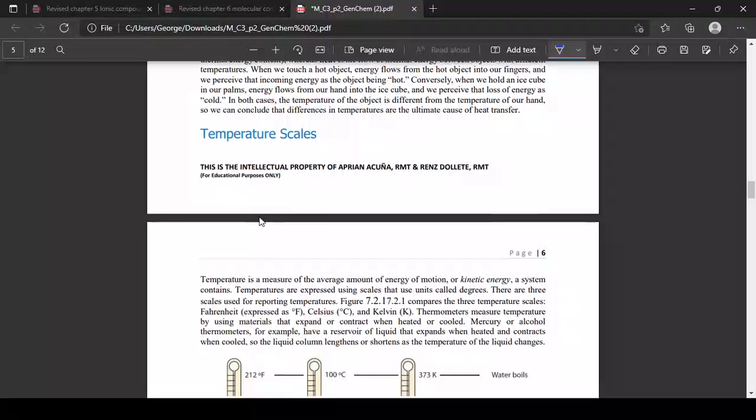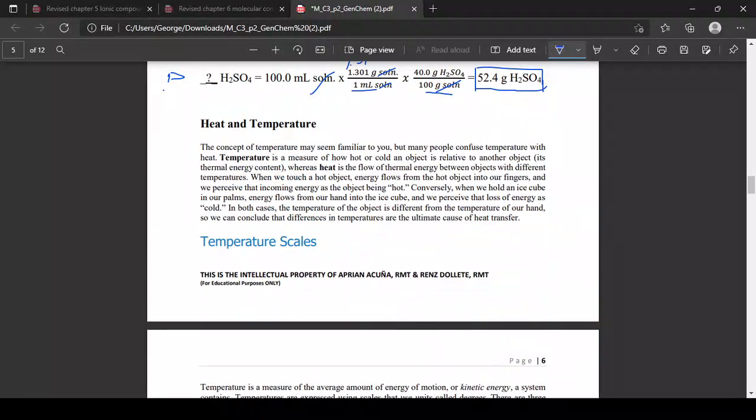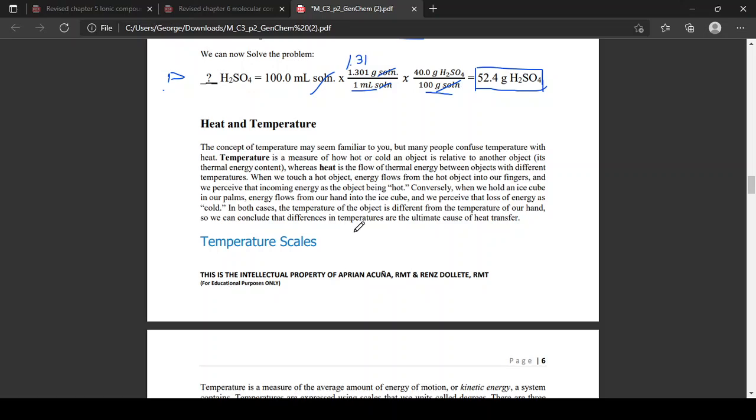Next is your heat and temperature. Kids, heat and temperature naman kita. The concept of temperature may seem familiar to you, but many people confuse temperature with heat. Kaya again, lain si temperature kay heat. Because temperature is a measure of how hot or cold an object is relative to another object, whereas heat is the flow of thermal energy between objects with different temperatures.